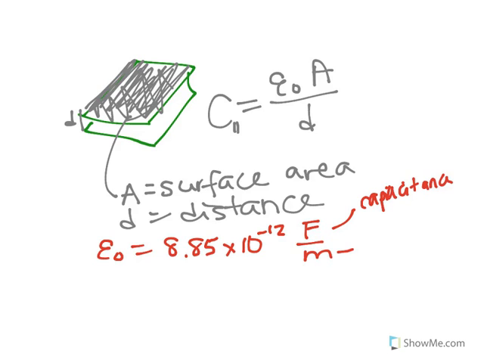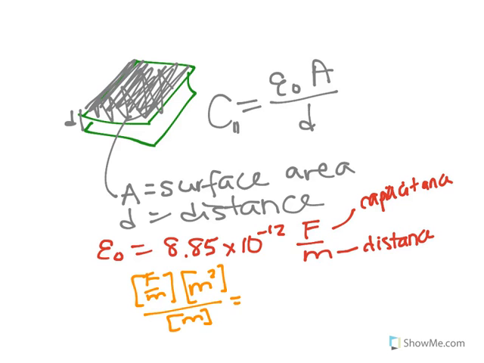Now a farad is a unit of capacitance, and we all know that a meter is a unit of distance. So the way this works out is pretty nice. We have in our units farads over meters, this is from epsilon naught, times area, which is meters squared, divided by distance, which is meters, and these will cancel, and we end up with just F, farads, which, like I said, is a unit of capacitance, which makes sense. That's what we expected to find here.